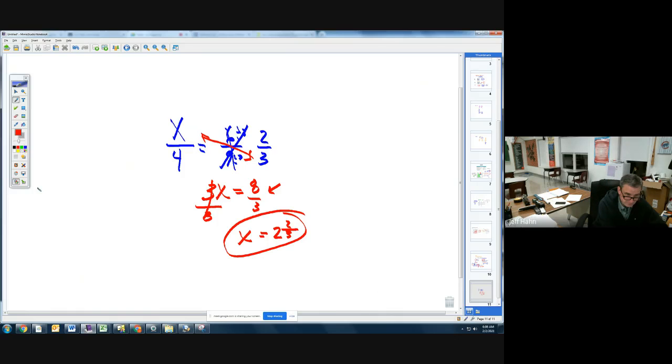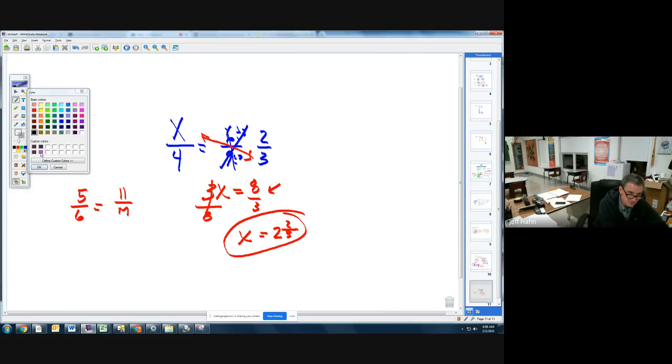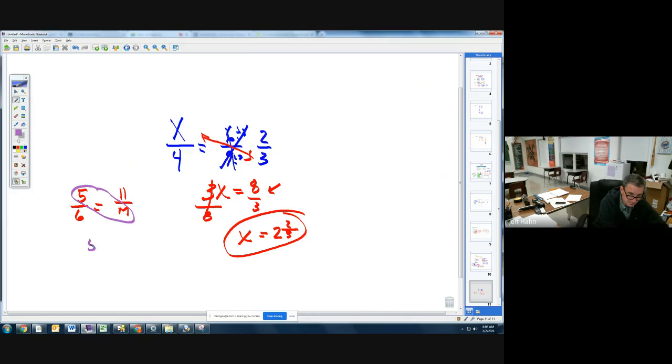One more. 5 over 6 equals 11 over m. This one doesn't reduce, so I am stuck with really no option. I'm going to change colors because these reds and blues are getting kind of boring. No option but to use cross products. I multiply 5 times m, and that equals 6 times 11. Simplifying that, I get 5m equals 66.